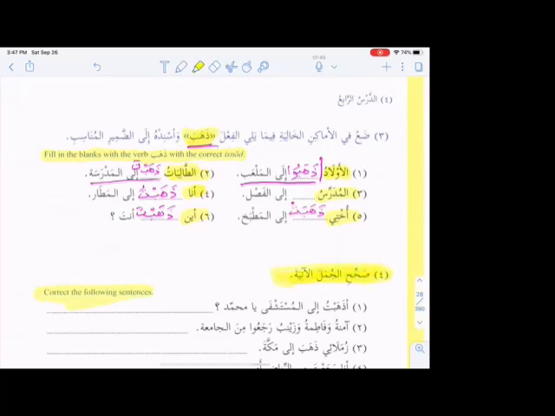Correct the following sentences. Now you are asking Muhammad, how are you asking? ذهبت إلى المستشفى يا Muhammad. Is it correct? No, it is not correct. You are asking Muhammad, so it has to be ذهبت. Then you will write down here ذهبت, inshallah. Did you get the idea?